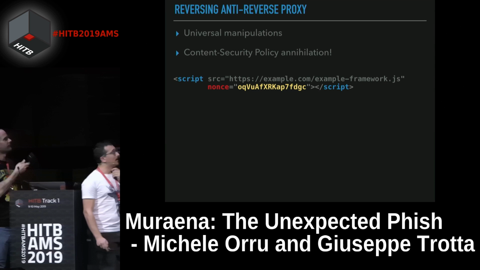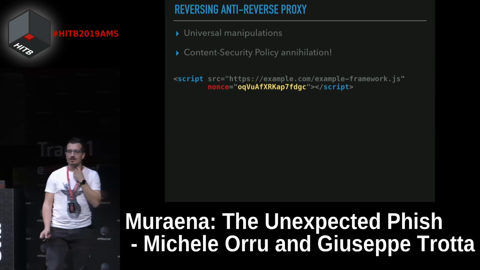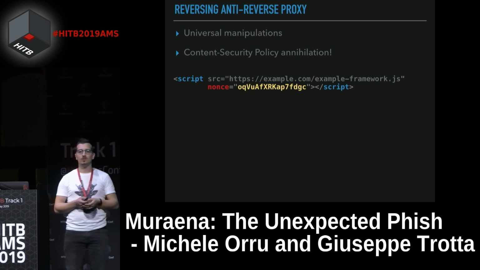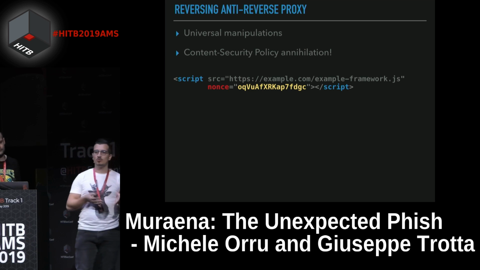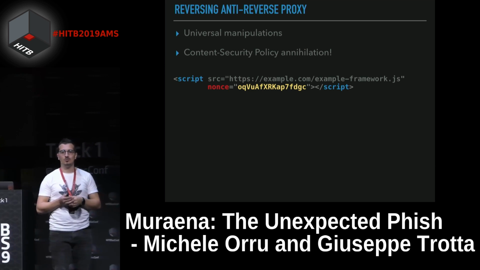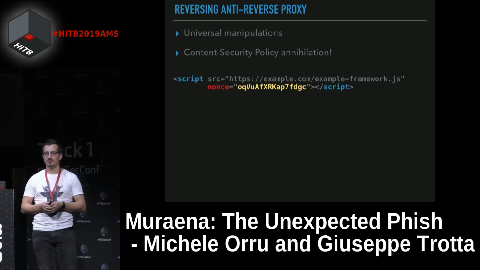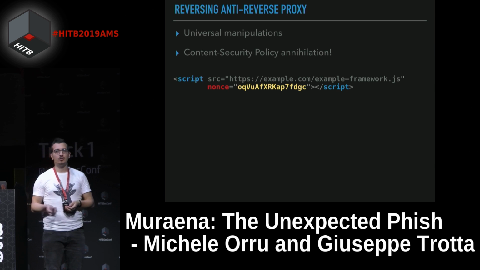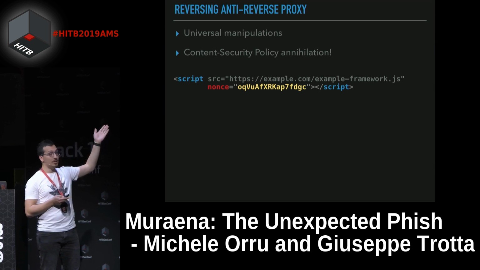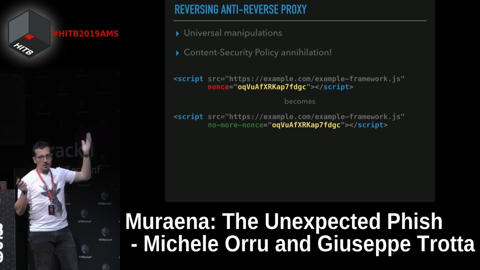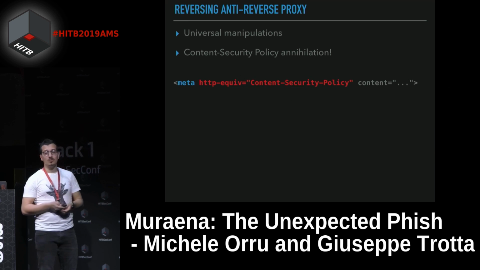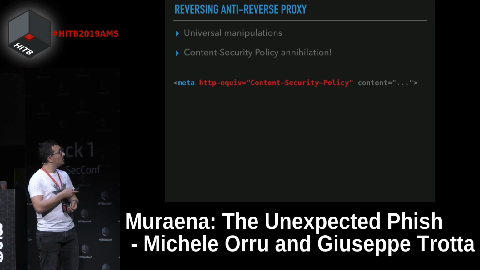Next one, the content security policy. Basically, in the content security policy, we instruct the browser to act properly and to not execute malicious resources. But there are some points in the HTML that we can manipulate. For example, the nonce that can become no more nonce, so the browser won't know.